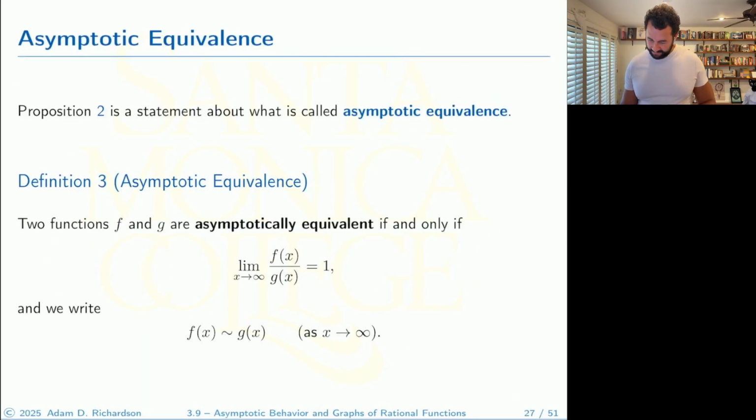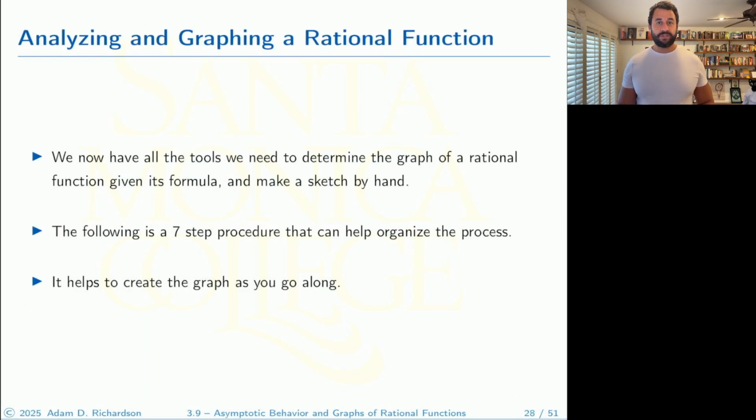Okay, now we have all the tools we need. Now we're going to finally put all of this stuff together and do some cool stuff. We know everything we need to know to determine the graph of a rational function given its formula and make a sketch of it by hand, all right? The following is a 7-step procedure that can help organize the process. You don't need to follow these steps exactly the way they're written. You can do them in any kind of order you want. This is just to kind of help organize your thoughts.